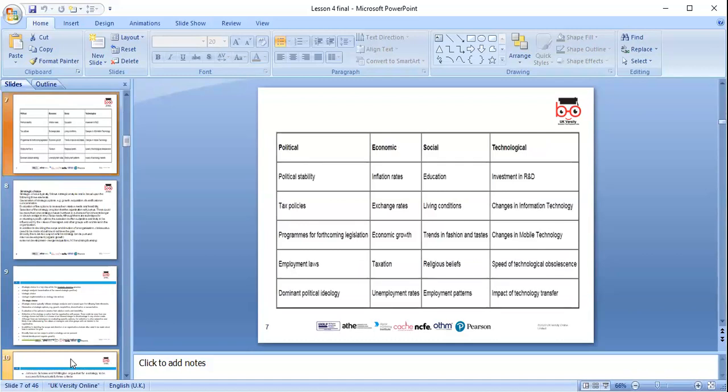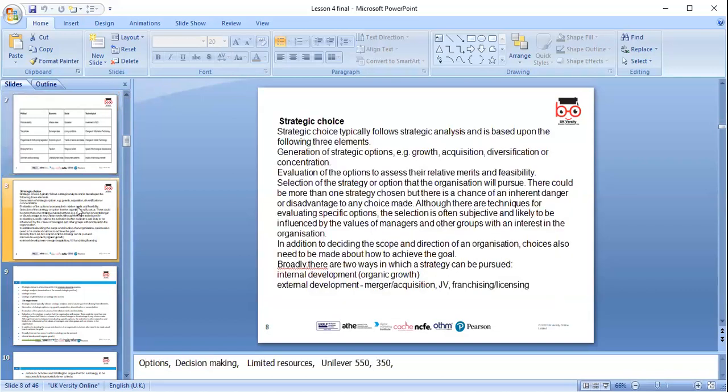So when we say macro environment, again, we can link to the external factors, which are political, economic, social, and technological. We look at these factors to measure strengths and weaknesses and match internal with external, so as to make the decision accordingly in a company, which is quite crucial.